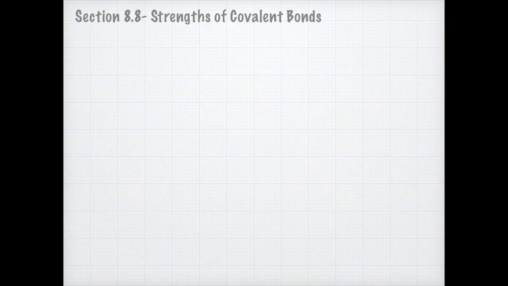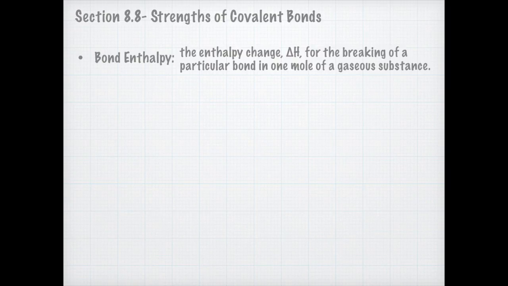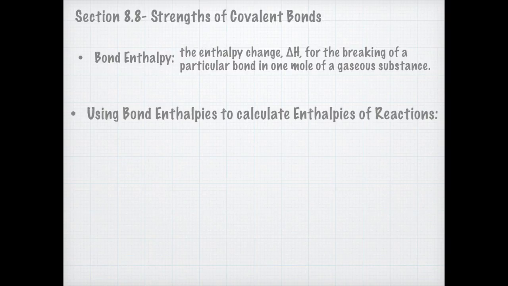In this lesson, I'm going to talk about another way of calculating the enthalpy of reaction. So the second way of calculating enthalpy of reaction is by using bond enthalpies. Now, a bond enthalpy is the enthalpy change for the breaking of a particular bond in 1 mole of a gaseous substance. So when we're talking about bond enthalpies, it's the change in energy that occurs when a particular bond is broken. So we're going to be using bond enthalpies to calculate enthalpies of reaction.